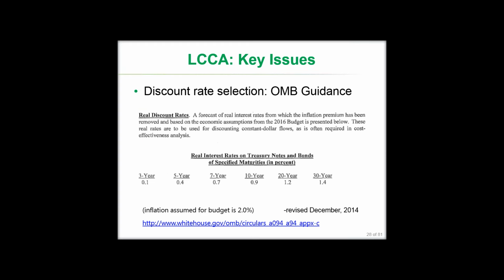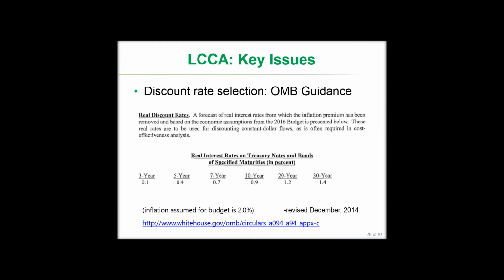So discount rate selection, if you're doing a life cycle cost analysis, can be quite influential. It basically influences the time value of money, which is kind of a big component of life cycle cost analysis. So OMB guidance would say to use a real discount rate of treasury notes and bonds that mature at about the same time period over which you're doing the analysis.